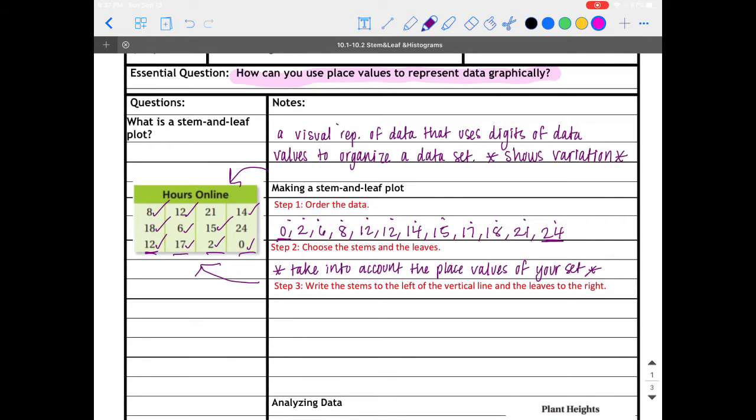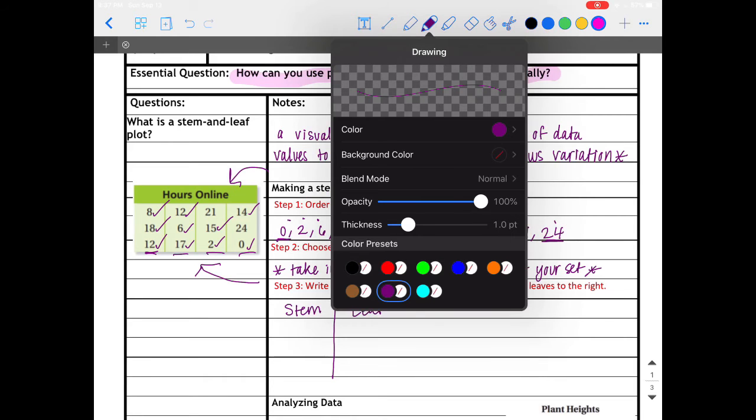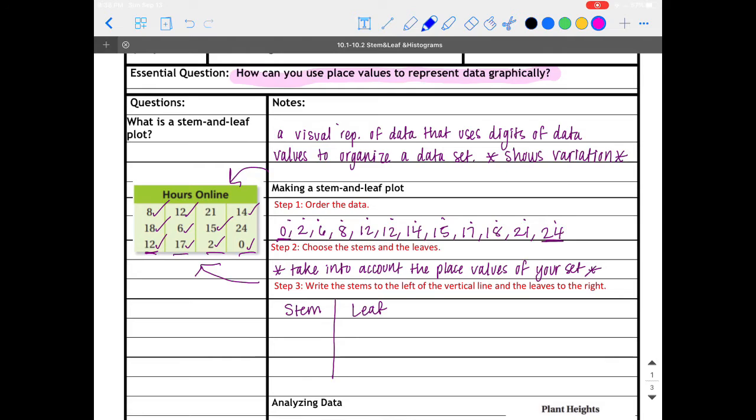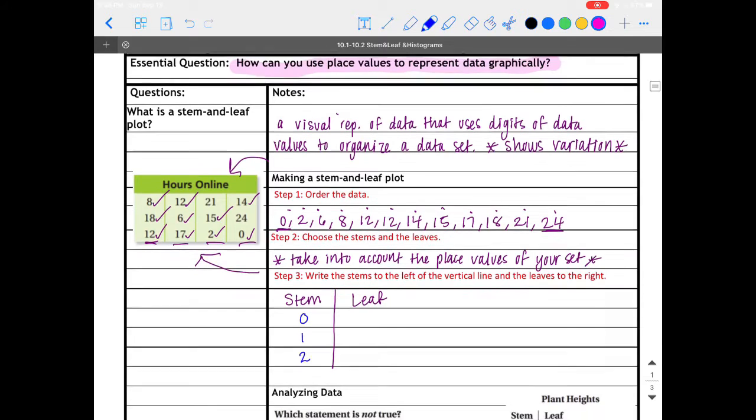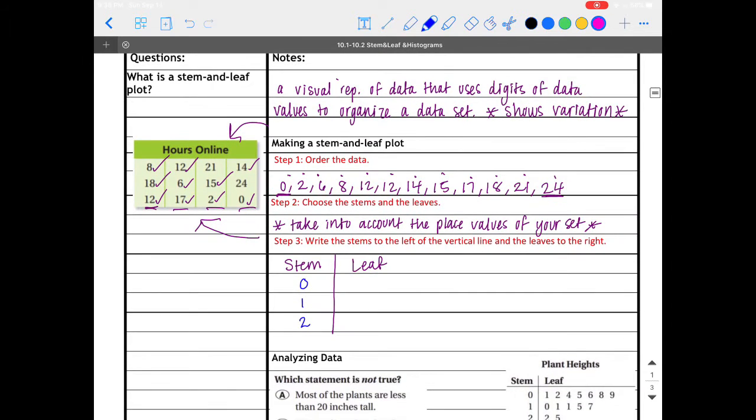We're going to write the stems on the left of a vertical line, and the leaves are going to be to the right. So over here I'm going to write stem, then make a line, and then write leaf. Since the data range from 0 to 24, a good stem to use would be the tens place. So I'm going to put a 0, a 1, and a 2 to represent the tens place there.